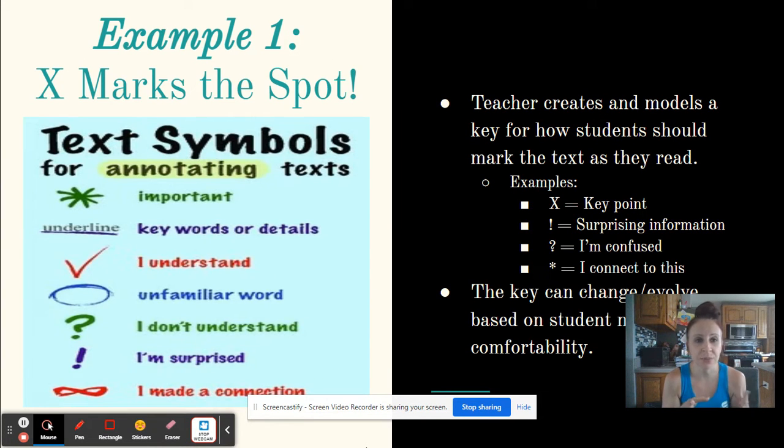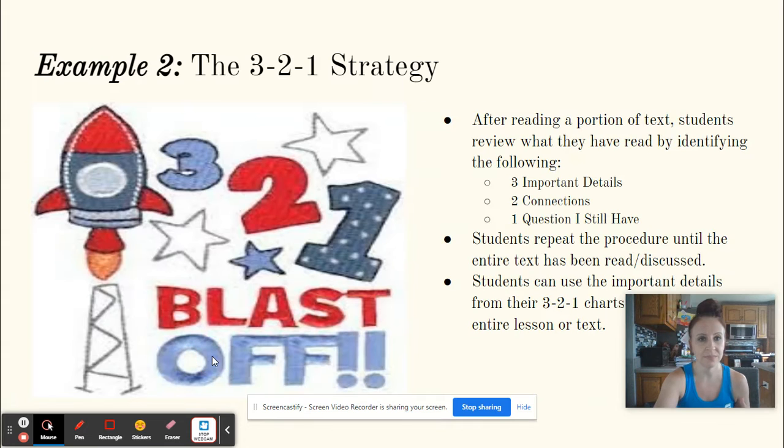There are some examples. This can look a lot of different ways. So it can start off really basic. So you might start with a strategy like X marks the spot, where you're just using symbols to annotate. So maybe an X for a key point or a question mark where you're confused. But it's a beginner level way to annotate and interact with the text.